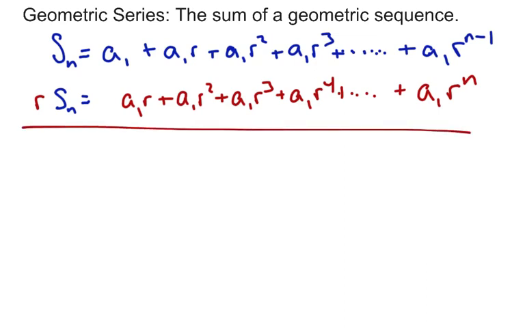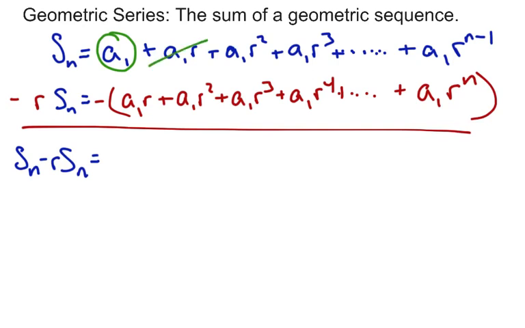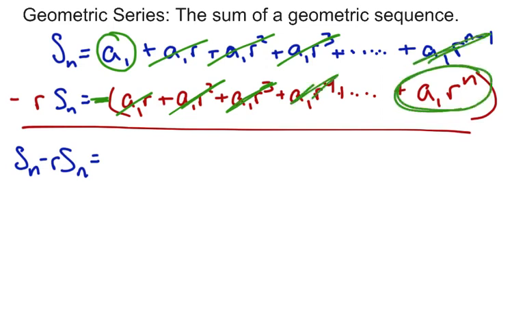I want to do that because I want to subtract all of this. When I do that, on the left hand side I'll get this expression of Sn minus r times Sn. But on the right, look what happens. Our first term is going to stay there. But here we'll have a1r minus a1r, a1r squared minus a1r squared, a1r cubed minus a1r cubed. And that'll happen all the way down until the only thing we're left with is minus a1r to the n.